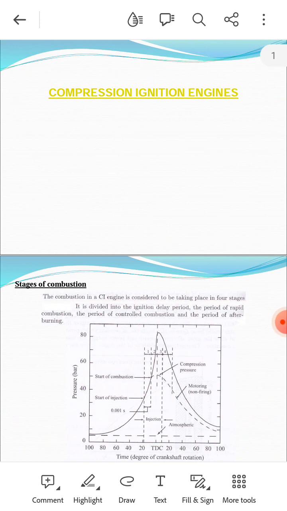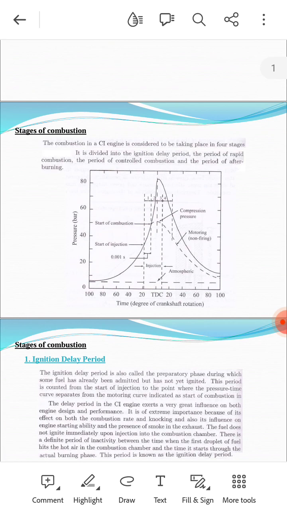Now I discuss advanced IC engines, Unit 2, the compression ignition engines. First, the stages of combustion. The combustion in a CI engine is considered to take place in 4 stages. It is divided into the ignition delay period, the period of rapid combustion, the period of controlled combustion, and the period of after burning. First one, ignition delay period.